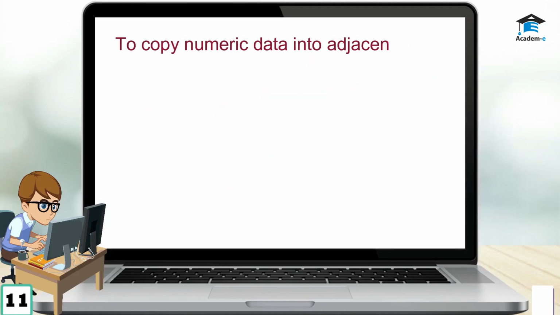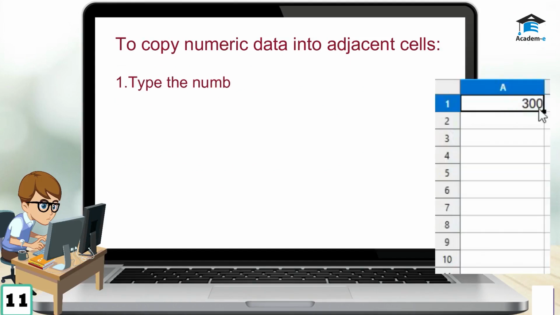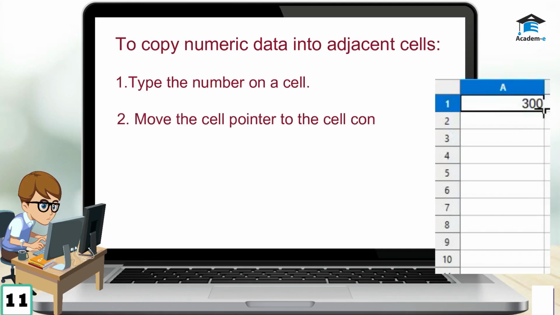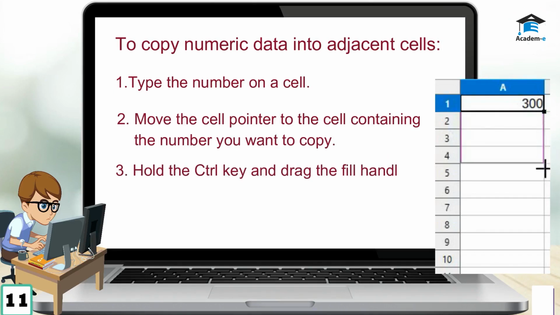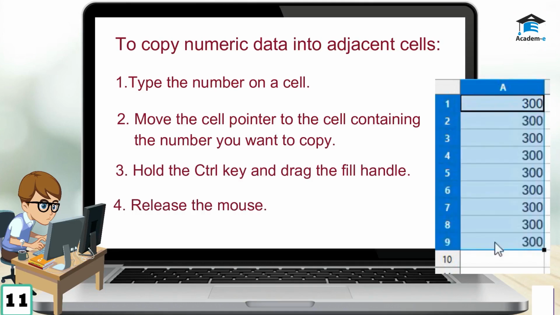To copy numeric data into adjacent cells: 1. Type the number on a cell. 2. Move the cell pointer to the cell containing the number you want to copy. 3. Hold the Control key and drag the fill handle. 4. Release the mouse.